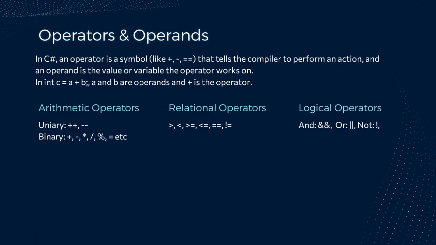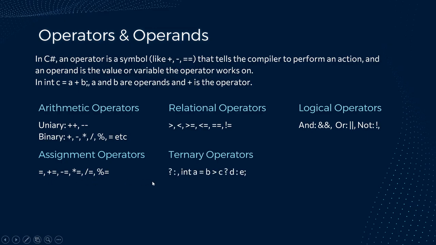And then we have logical operators like and, or, and not. We have assignment operators: equal to, plus equal to, minus equal to, and so on. And next one is our ternary operator. Here the question mark and colon, these two symbols, are used for the ternary operator.